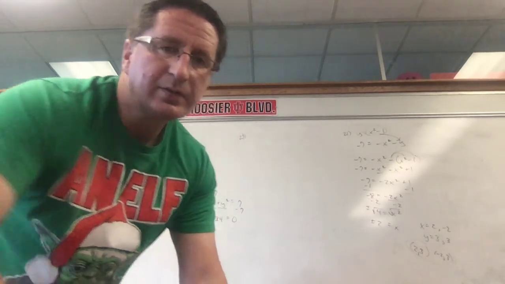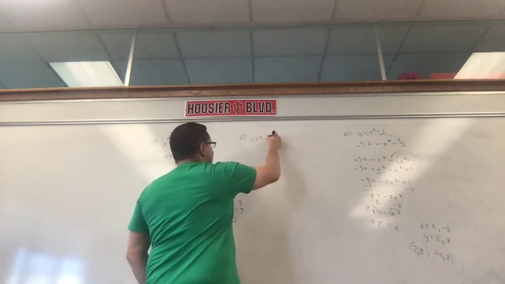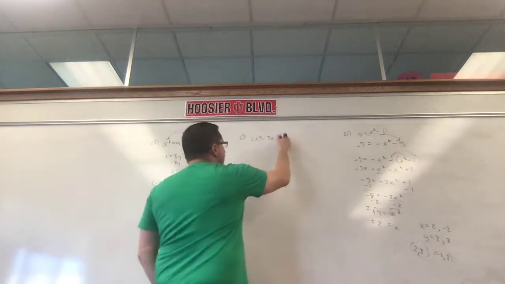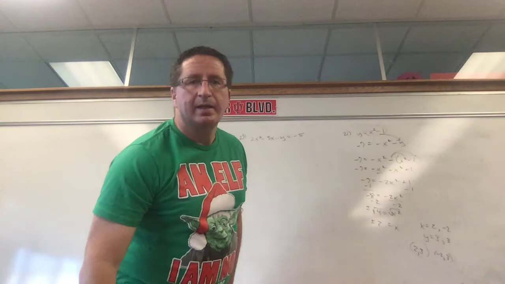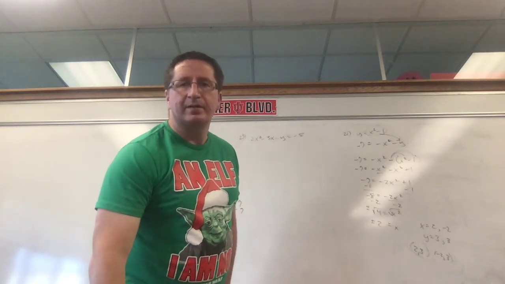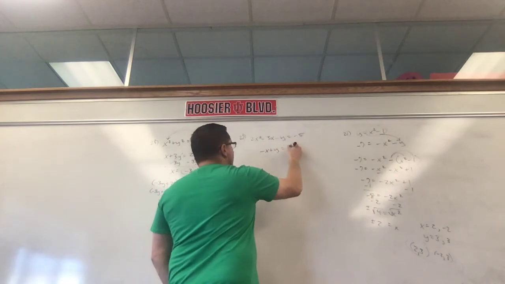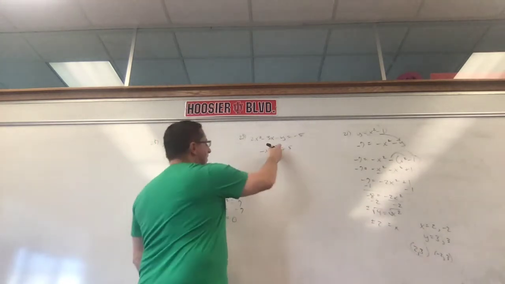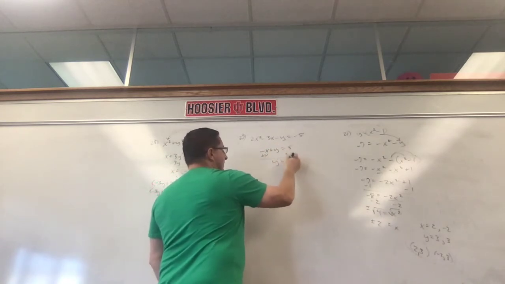Okay. 27, so we have 2x squared minus 3x minus y is negative 5. And negative x plus y is 5. Okay, so again, we're going to use substitution. Neither one of these says what x or y equals. I'm going to solve this one for y. I'm going to add x and add x. So y equals 5 plus x, or x plus 5.